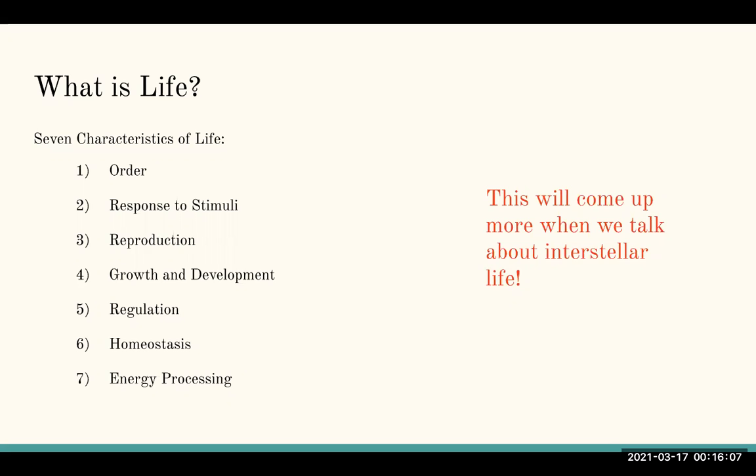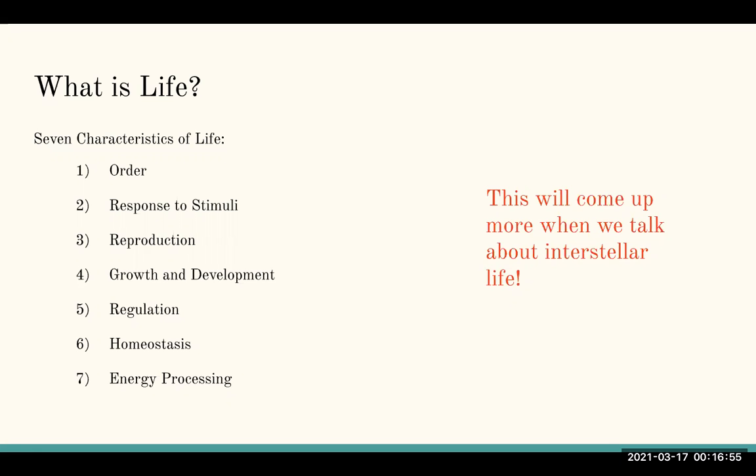So order is things that are ordered in cells. Within a single cell, there's order in the organization of the organelles. Response to stimuli obviously is when you cut yourself, your body works to fix the cut. Reproduction would be kind of growing, making your cells mutate, in that kind of realm. Growth and development, you're not the same person that you were when you were a child. Obviously, you've grown, you've gotten taller, things like that.